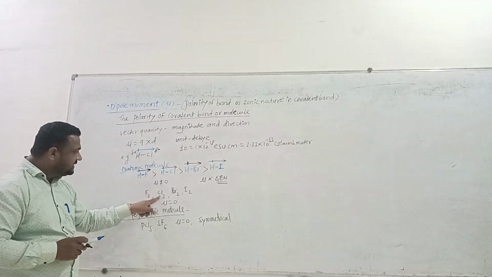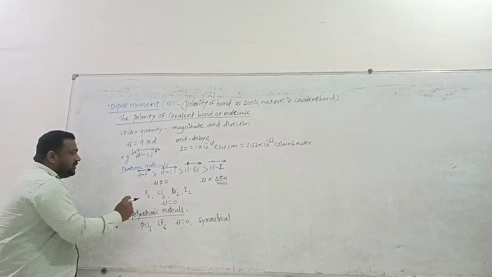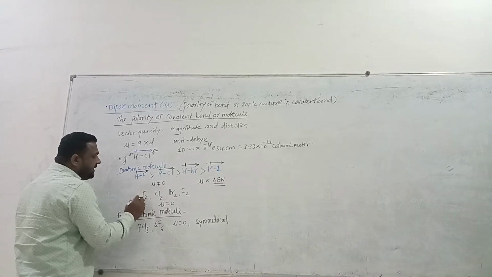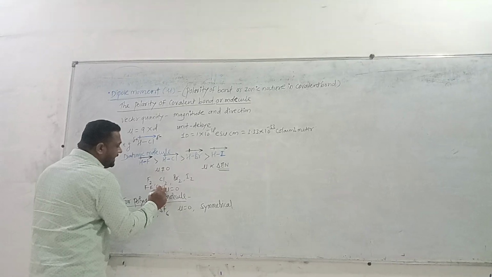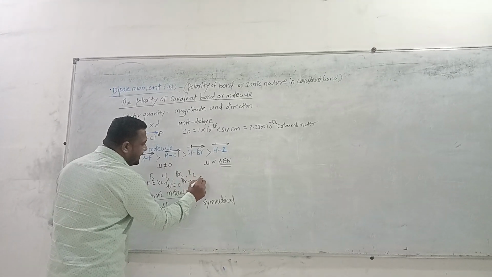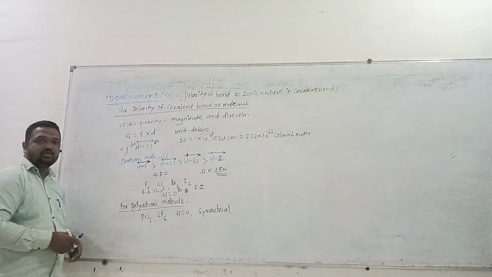F2, Cl2, Br2 and I2 are also diatomic molecules. Their dipole moment value is 0 because the bond is between two identical atoms, two chlorine atoms, two bromine atoms, two iodine atoms. Therefore there is no electronegativity difference, and the dipole moment is 0.